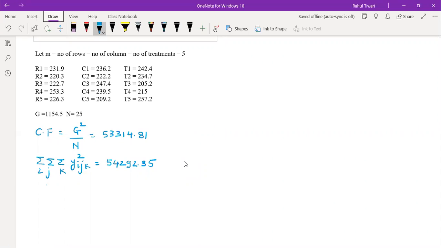Then find out total Ri square, total of Ci, or I will say C for column. So for column we have used K. Okay. So I will say treatment total, row total, column total. So Rj, or let me first use treatment, then we can go ahead.